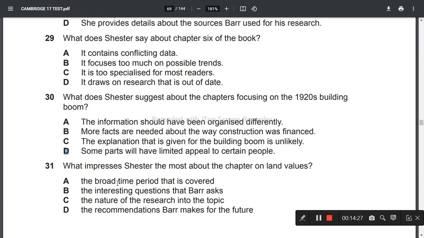What impresses Chester the most about the chapter on land values? The nature of the research into the topic. Answer C.